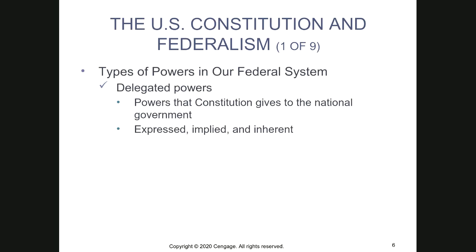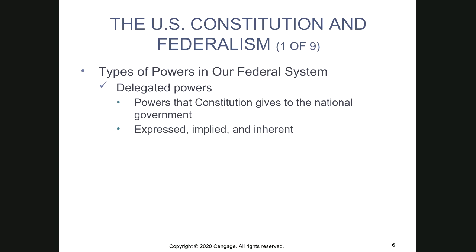Okay, so expressed powers are going to be powers that are clearly listed in Article 1, Section 8 of the United States Constitution. So Article 1, Section 8 is going to go in and lay out powers that Congress has. So what does Congress get to do?